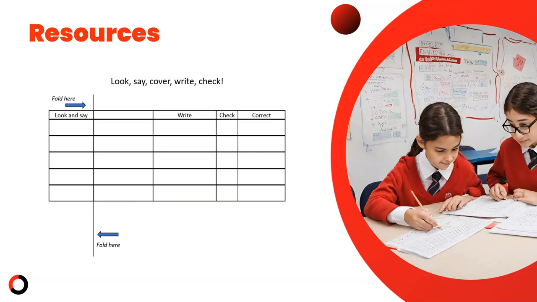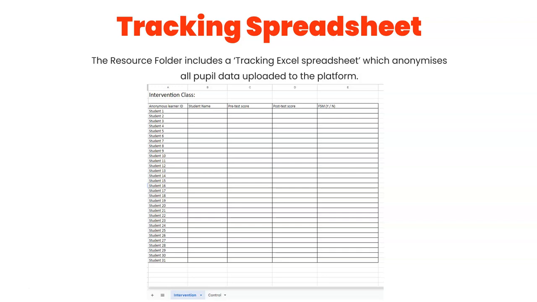In the resource folder, you will find a template, as well as a tracking spreadsheet. In the tracking spreadsheet, you just label the intervention class, and then you'll be able to link an anonymized student ID to your students in your classes.